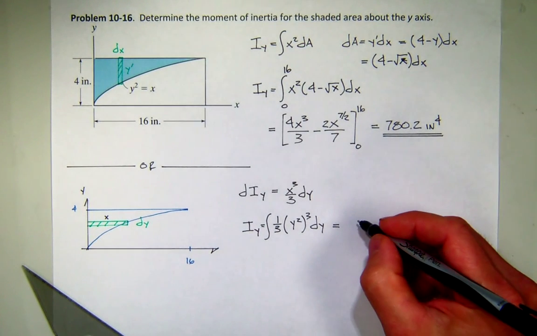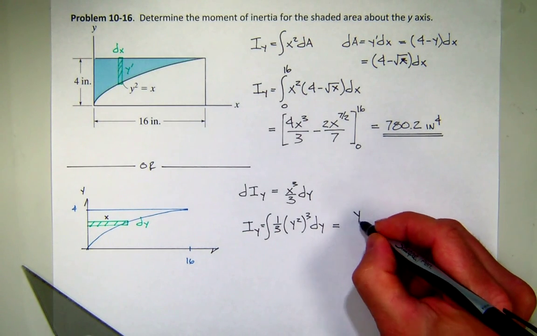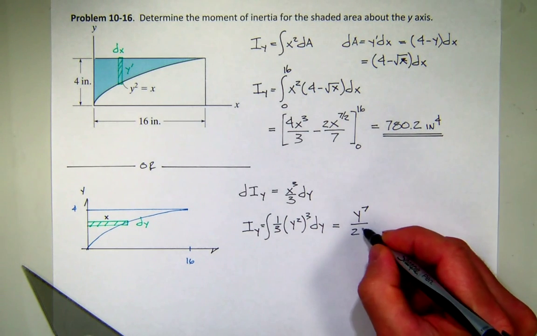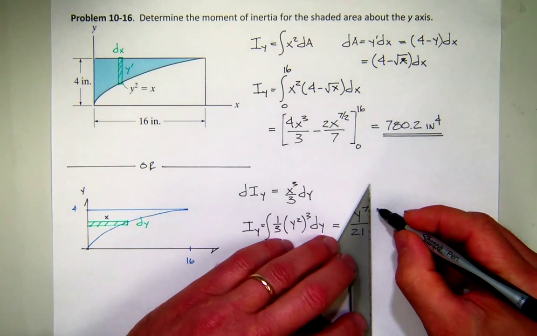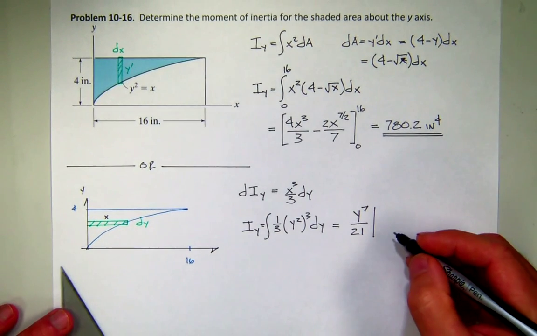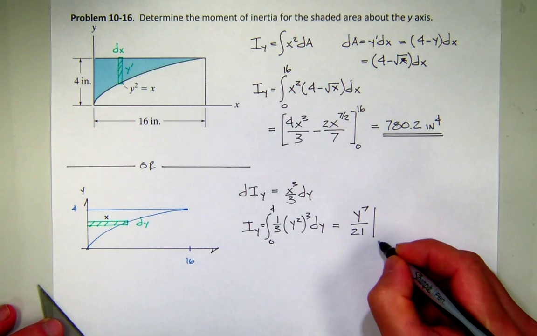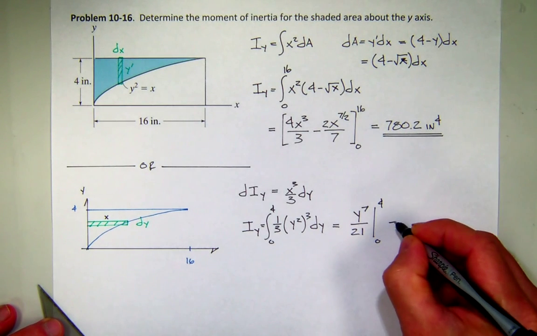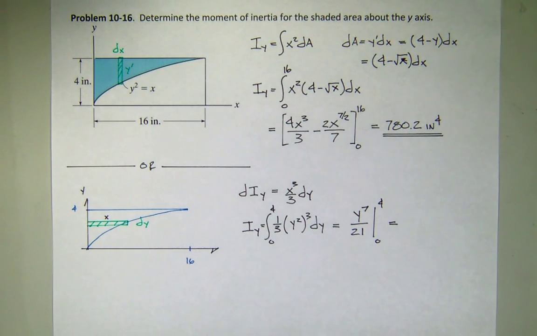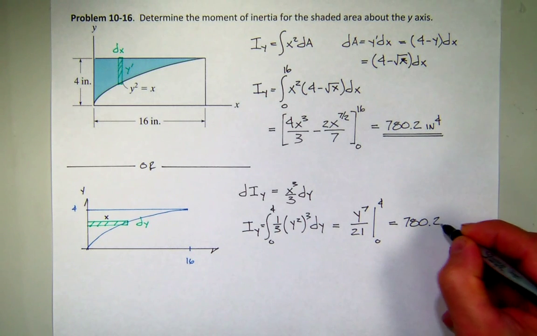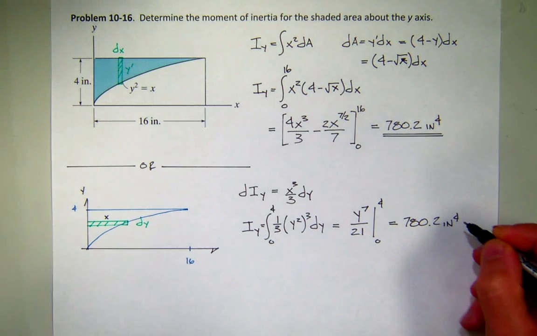You integrate that, you get y to the 7th divided by 7 and a third, you get 21. And you're evaluating that, dy goes from 0 to 4, so this would be 0 to 4. Hopefully we'll get the same thing. 4 to the 7th divided by 21, you get 780.2. Well, that's comforting.